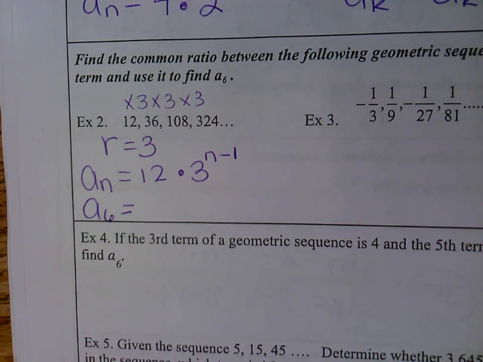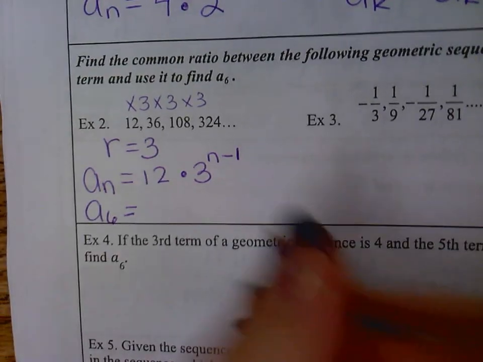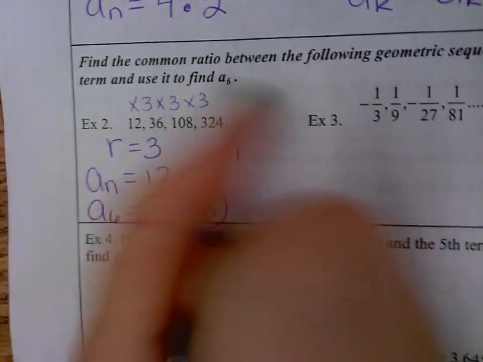12 times 3 to the 5th, right? Because 6 minus 1. 12 times 3 to the 5th gives me 2916. Sound right? Anyone need help typing that in?